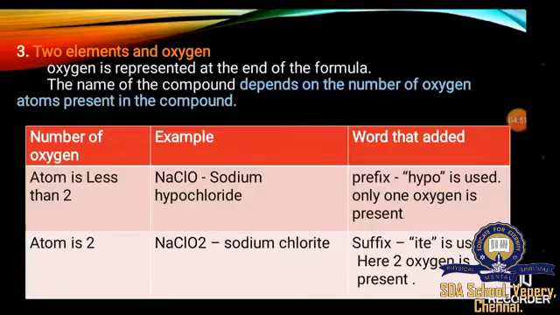That is the example NaClO. Here we have only one oxygen atom. So it is named as sodium hypochlorite. If the number of oxygen atoms in a compound is 2, then the suffix ite is added. Example NaClO2. Here we have 2 oxygen atoms, so it is named as sodium chlorite.